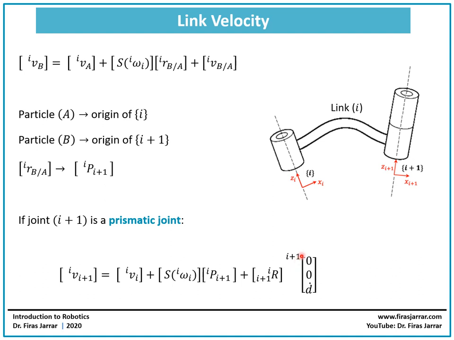However, we already talked about that for adding up vectors, it should be done in a way that everything is expressed in the same frame, frame I. So this cannot be written without pre-multiplying it by a rotation matrix and thus mapping it from the I plus 1 to the I frame. As if this is cancelling with this. So now everything is expressed in the I frame.